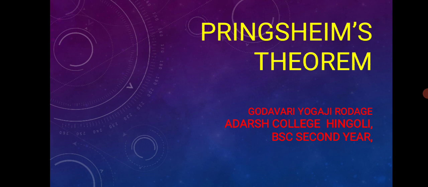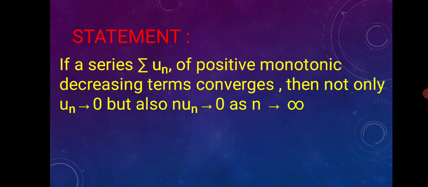Today's theorem is Prings-heim's theorem. The theorem statement is: if a series summation un of positive monotonic decreasing terms converges, then not only un tends to 0 but also n un tends to 0 as n tends to infinity. We know that for any convergent series the nth term un tends to 0 as n tends to infinity. We now give another necessary condition which holds for positive term series only.